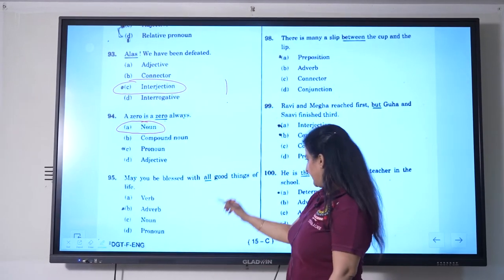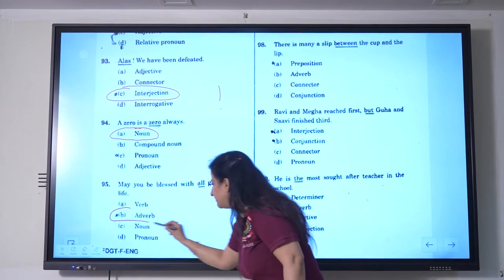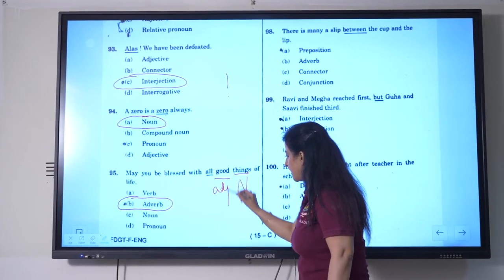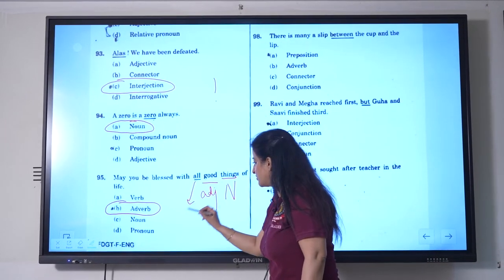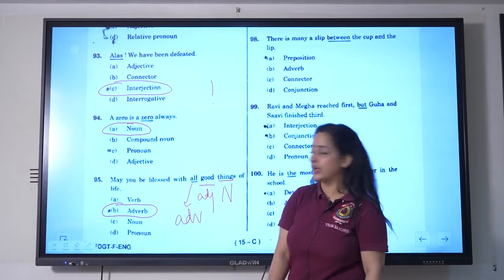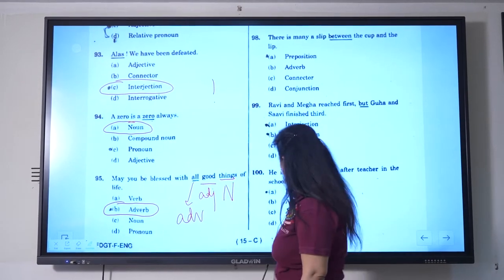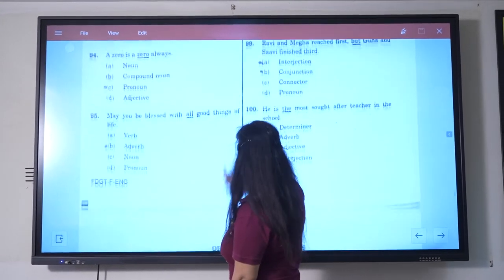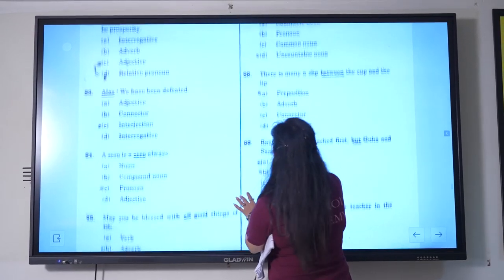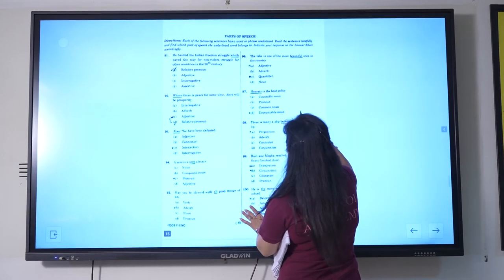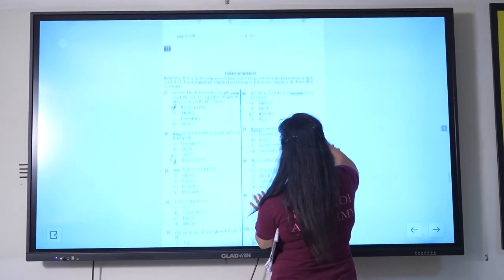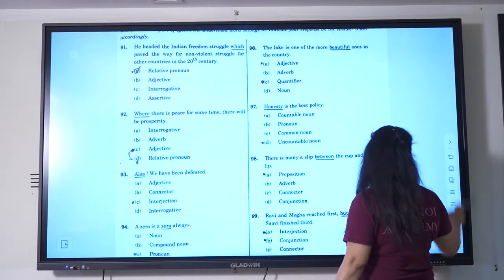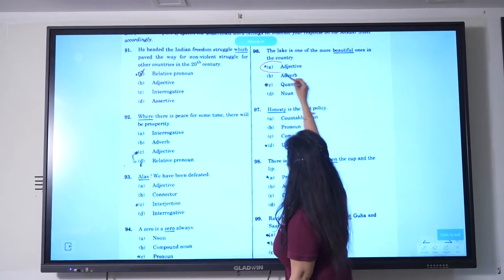Okay, question 95. "All" is an adverb. Reason: the thing word is a noun. What is good? Whatever modifies a noun is an adjective. And whatever modifies an adjective, what is it? An adverb. So, which is why all is an adverb. Okay. Question 96. Beautiful. Again, an adjective.